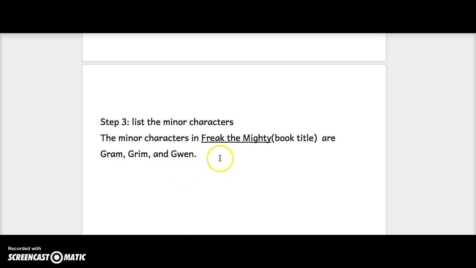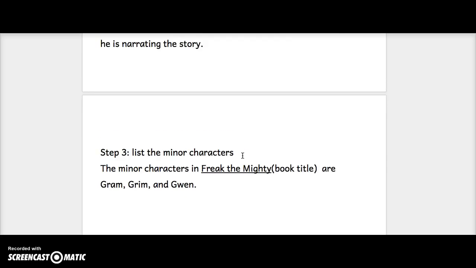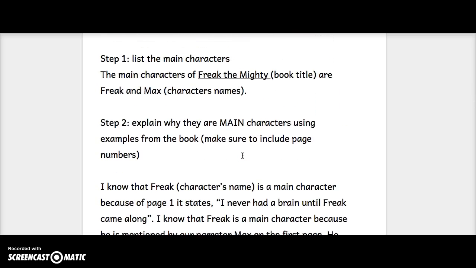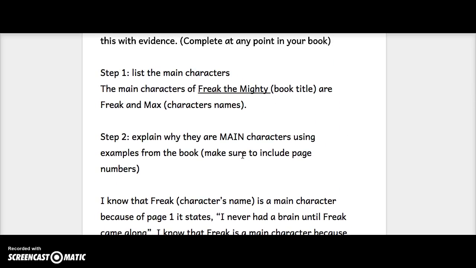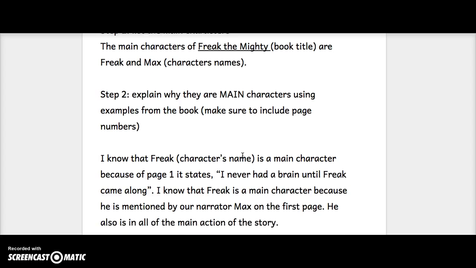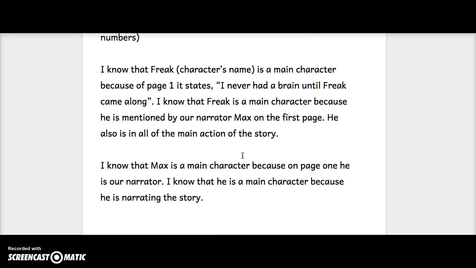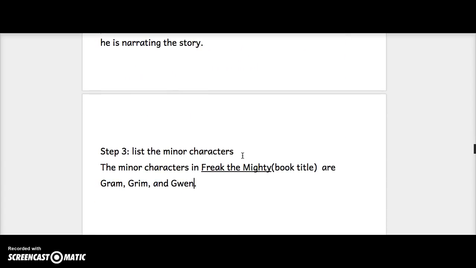So those are the 3 steps that I needed to complete for this I can statement. To review what they are really quickly again, I listed what the main characters of the story were. I gave evidence from the text explaining how I knew that each one was a main character. And then finally, I listed my minor characters. And these are the steps you need to take for I can statement number 1.